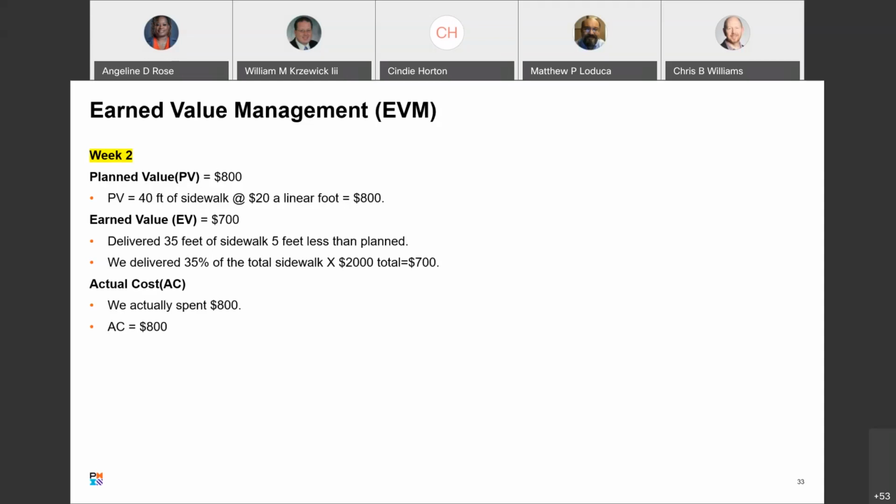It could be for various reasons, right? Maybe somebody got sick, maybe rain threw us off, but we only came back and delivered 35 feet versus our planned 40. So we delivered 35%, and this works out because we have 100 feet of sidewalk that we're trying to deliver. So 35 feet of 100, 35%. It's nice math, but it's not always the case. We delivered 35% of the total sidewalk times our BAC of $2,000, so our earned value is $700. That's how we got to that number.